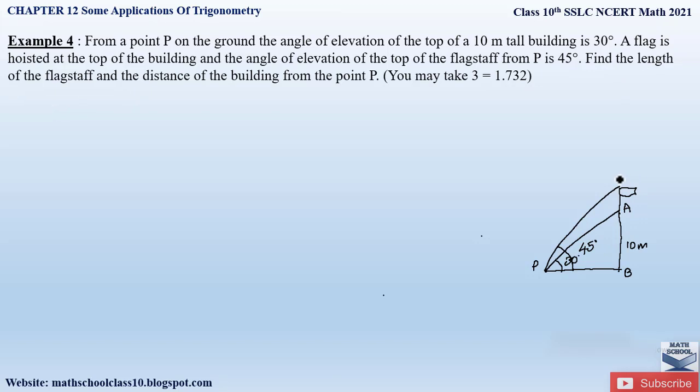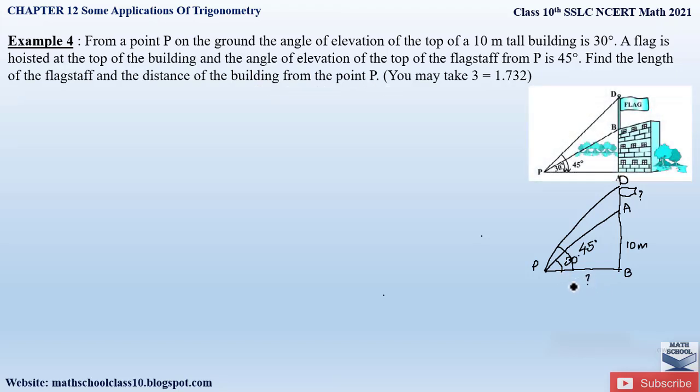Now we have to find out the length of the flag staff. If we name this point as D, then we have to find out the length of the flag staff, that is this AD value, and the distance of the building from the point P, this PB value. There is also a figure given in the question. This is the figure. Whether the figure is given or not, you must be able to draw the figure according to the question. So read the question carefully and try to draw the figure by yourself.